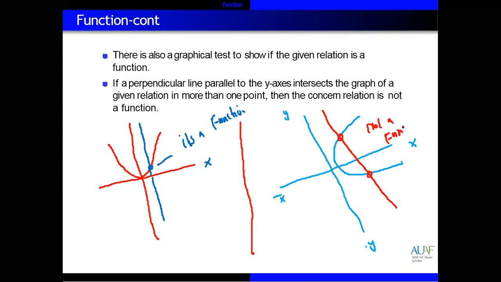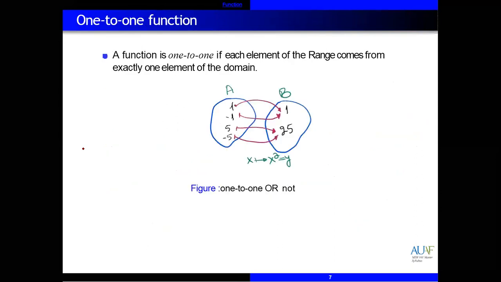This is the graphical test of whether a relation is a function or not. So next we have, actually, the one-to-one graph, the one-to-one function. What is a one-to-one function?